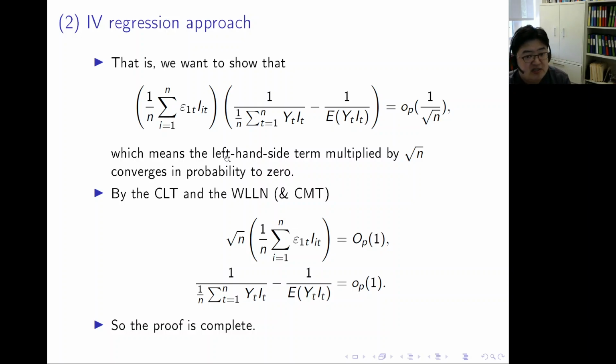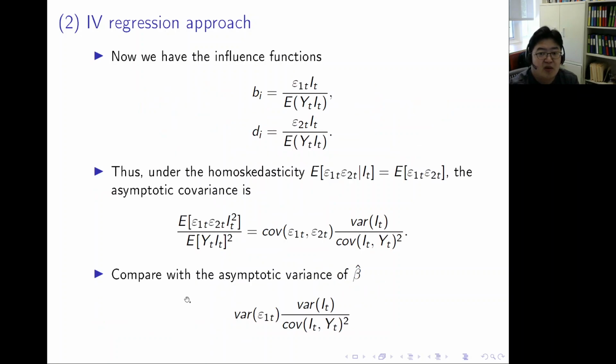So this converges to 0, and the continuous mapping theorem and the weak law of large numbers show that. That means after multiplying square root n, the first term does not diverge. It does not go to infinity. But the second term goes to 0. So if you multiply them, the whole term will converge to 0. Okay? So the proof is complete. And that means we have influence functions satisfying our conditions.